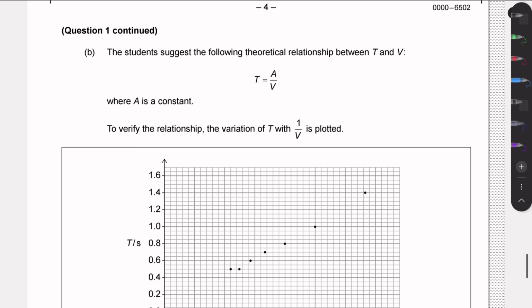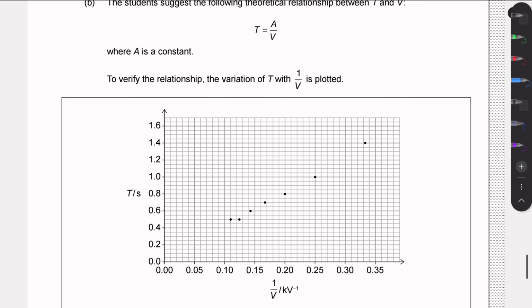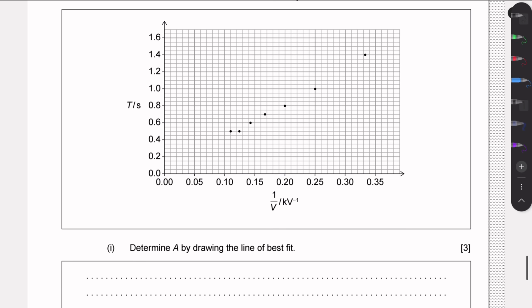And then we now have the students who suggest this following relationship between t and v, where a is a constant, and then we have this t against 1 over v plotted. We need to determine a by using the line of best fit.